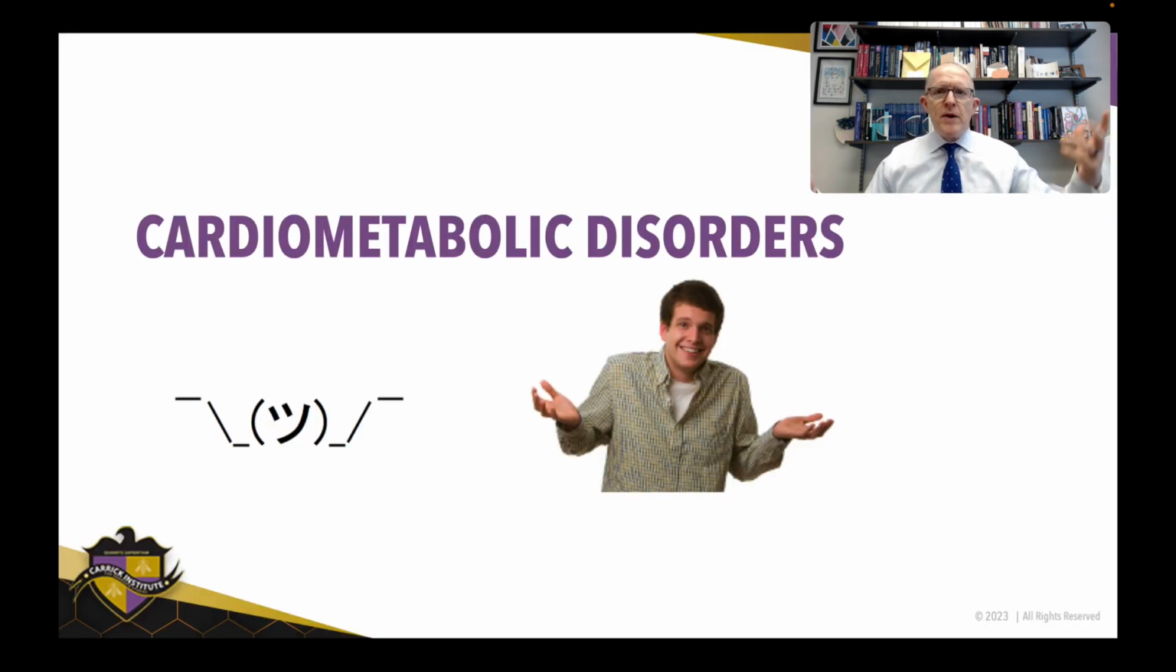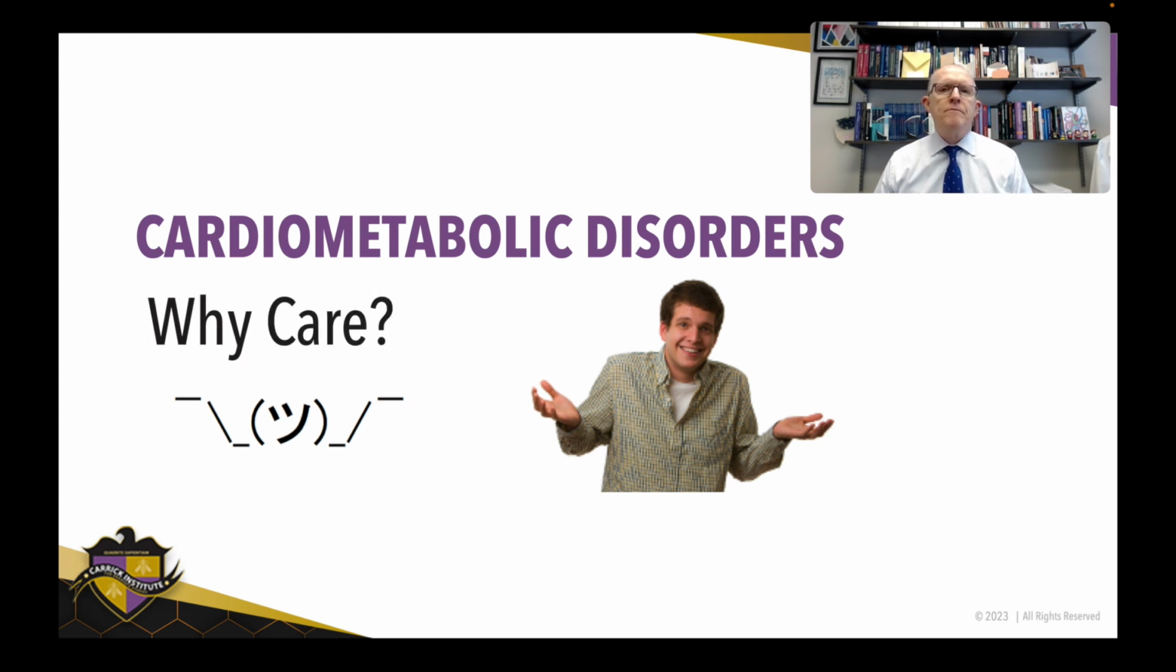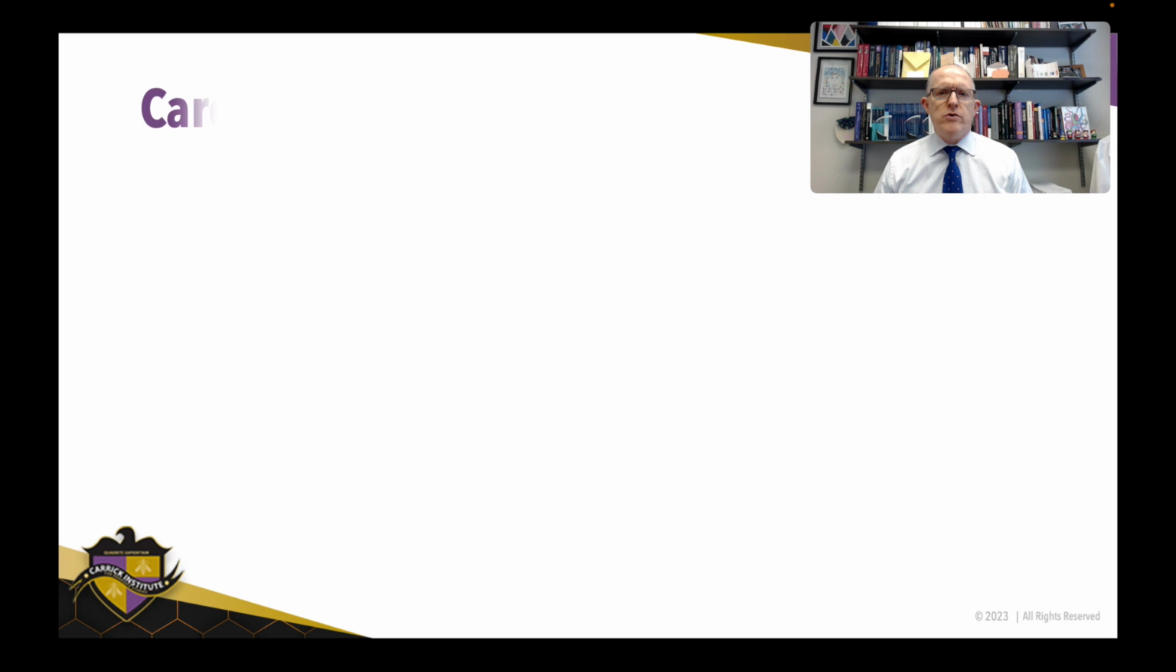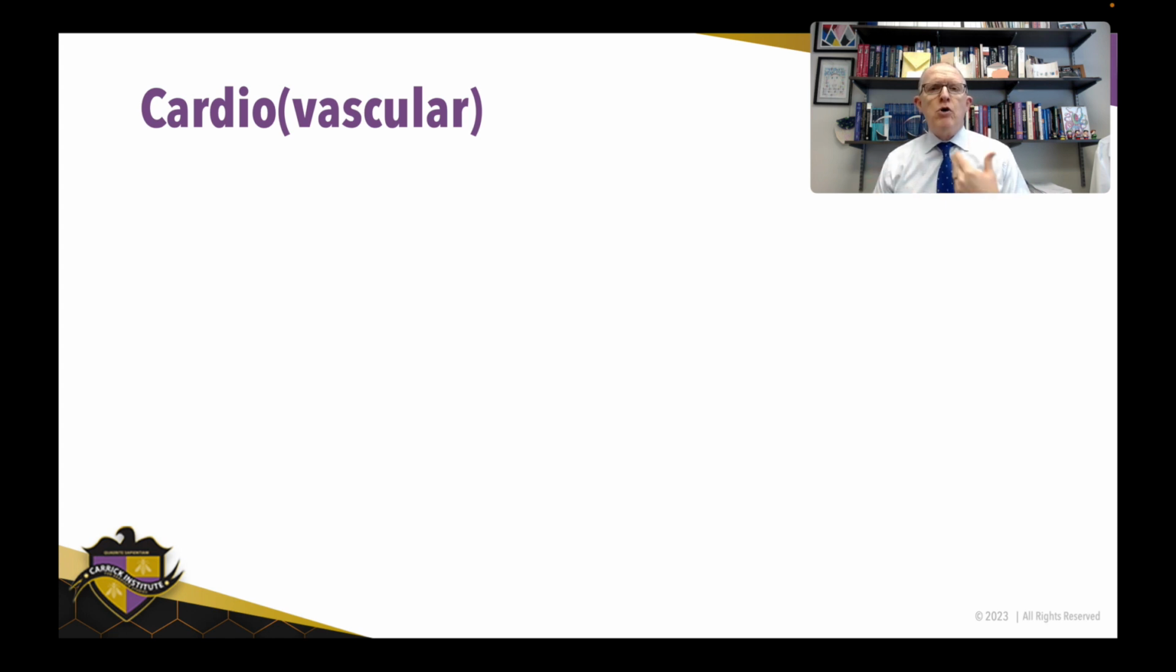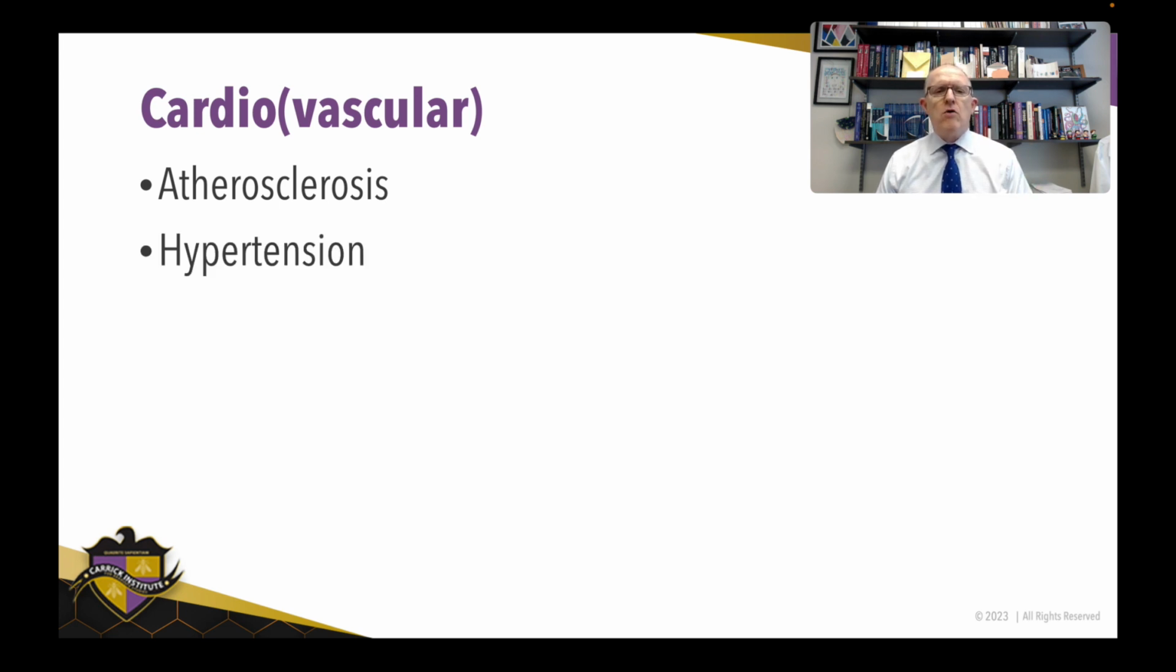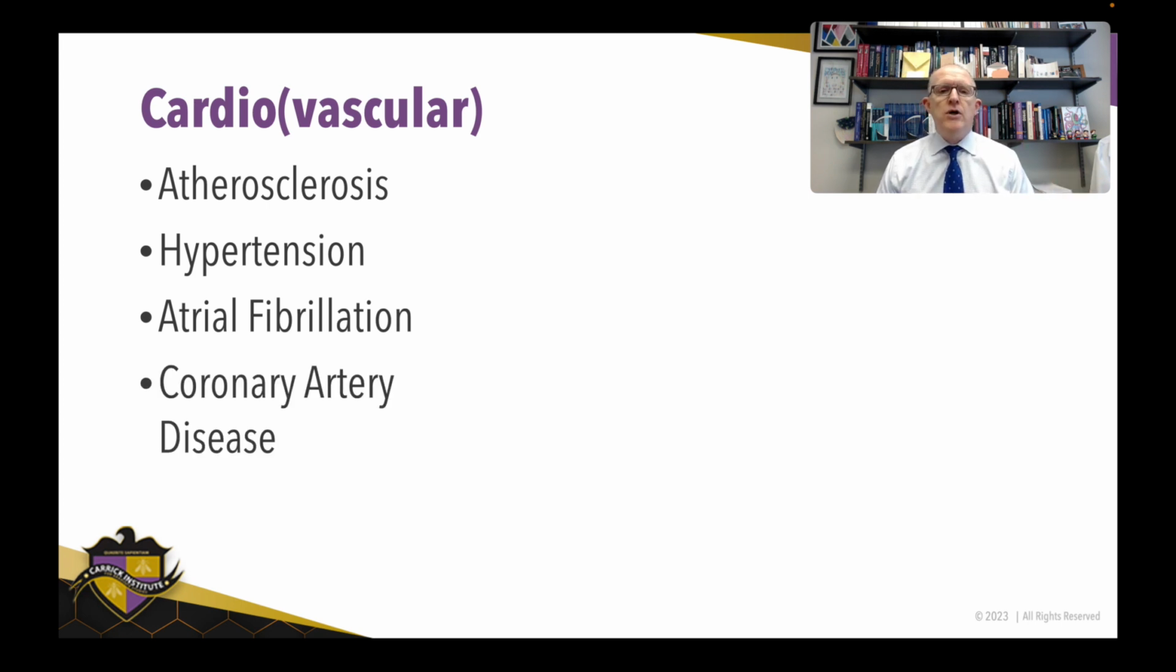So cardiometabolic disorders, right? Why do we even care? Well, let me tell you why. Cardiometabolic disorders you can break down into cardiovascular and then metabolic. Cardiovascular disorders are things like atherosclerosis, a hardening and stiffening of the arteries; hypertension, which of course is high blood pressure; atrial fibrillation; and coronary artery disease, where you're starting to get possible ischemia to your coronary muscle.